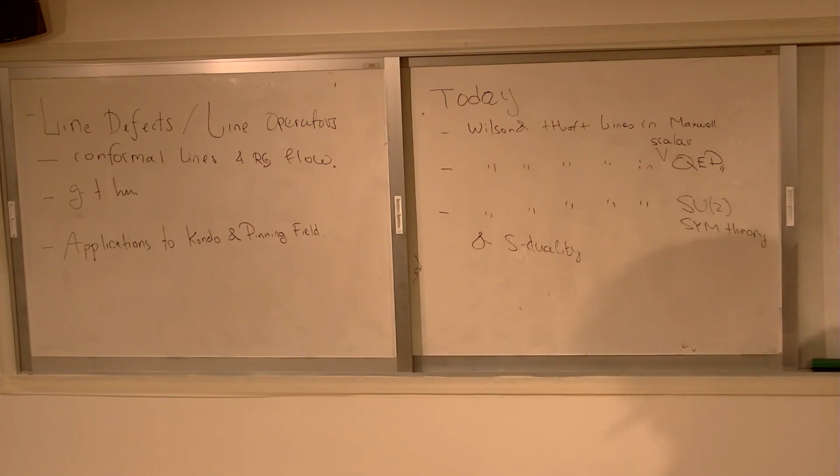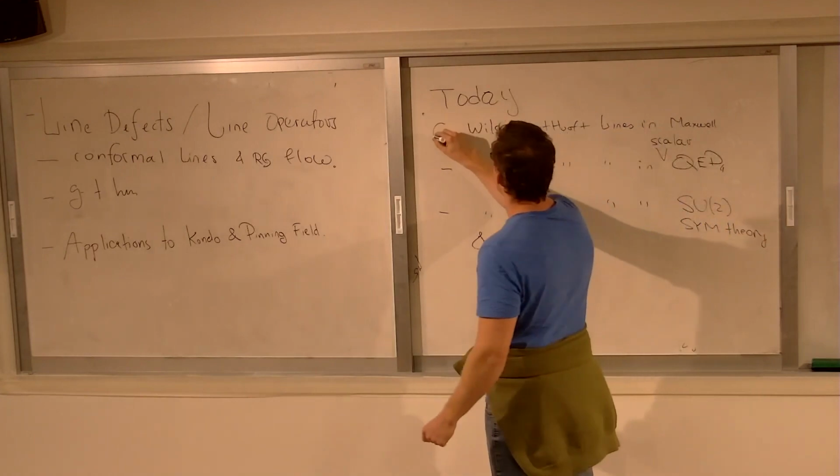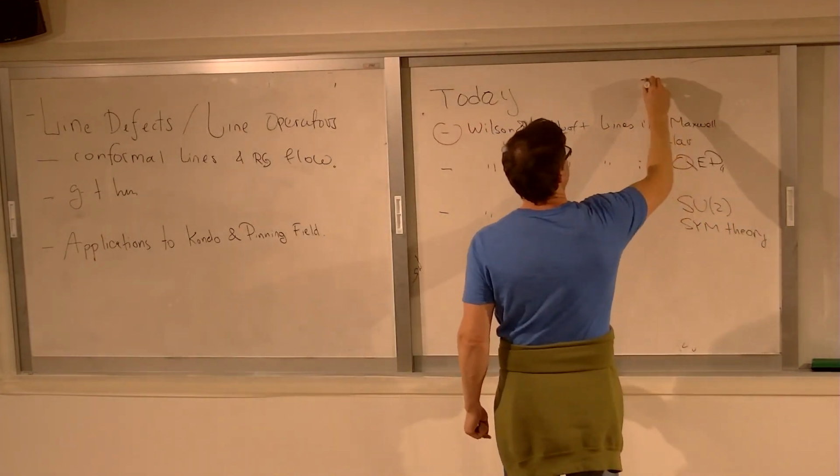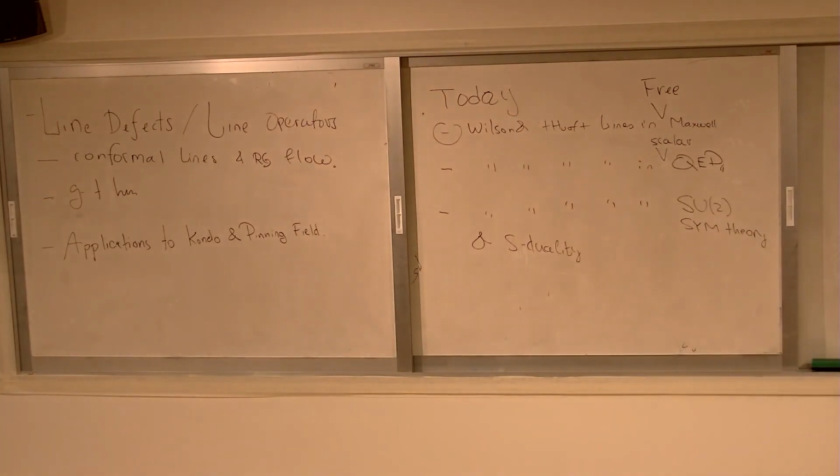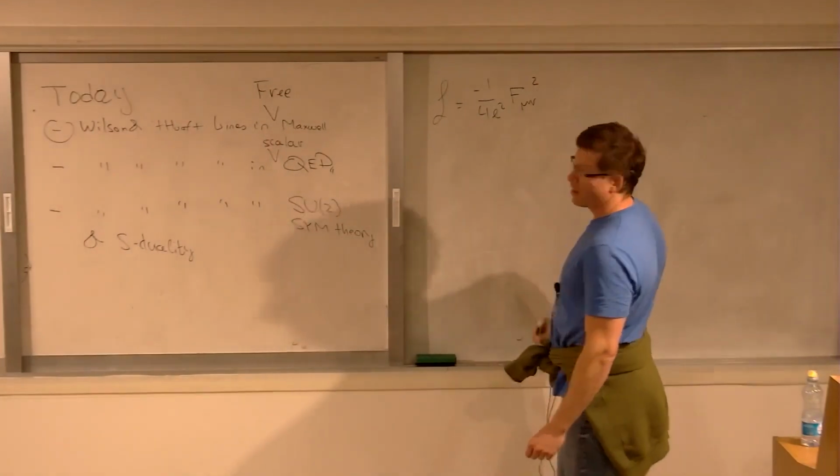So that's the plan. So first we'll do free Maxwell. So I'm going to start from the free Maxwell theory. This is just free Maxwell. I began doing that in the previous session, but it was kind of quick, so I'll do it again. So the Lagrangian in the bulk is just free Maxwell theory. This is famously a conformal field theory.